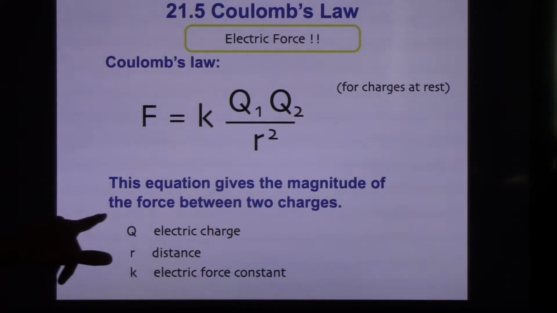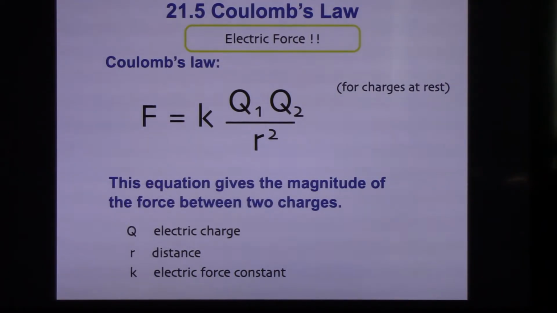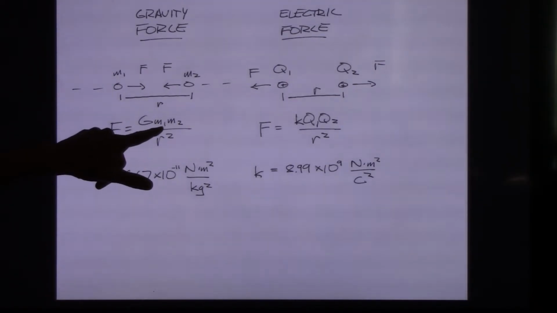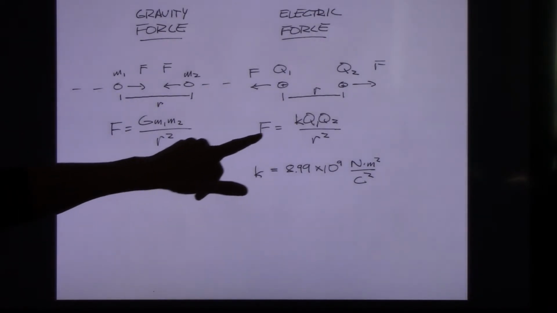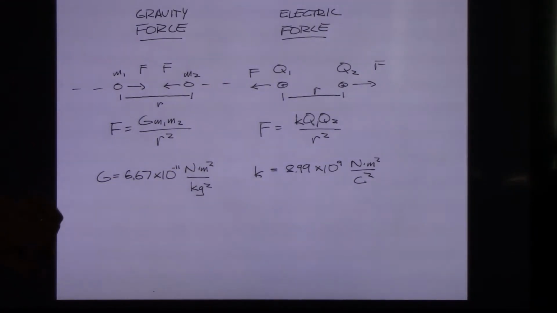So this equation gives us the magnitude of the forces acting between two charges. Okay, that's not such a bad formula to work with, right? And again, it matches up exactly with our gravitational force. The formulas look exactly the same. In fact, I even did another slide of my own here. So here's gravitational force, big G, m1, m2 over distance squared. Here's the electric force, little k, q1, q2 over distance squared.